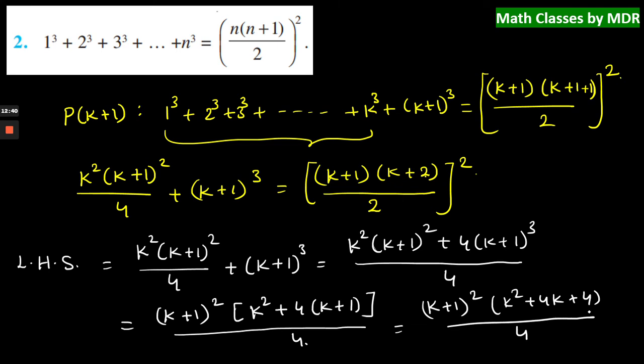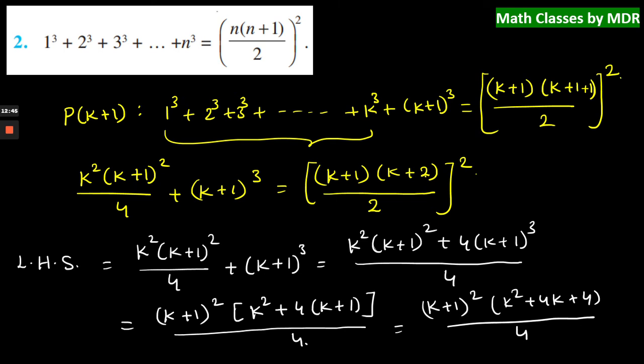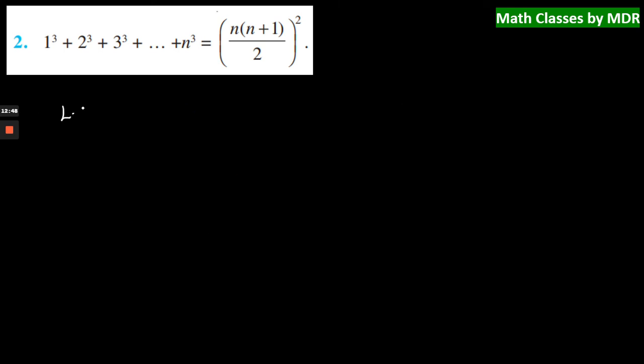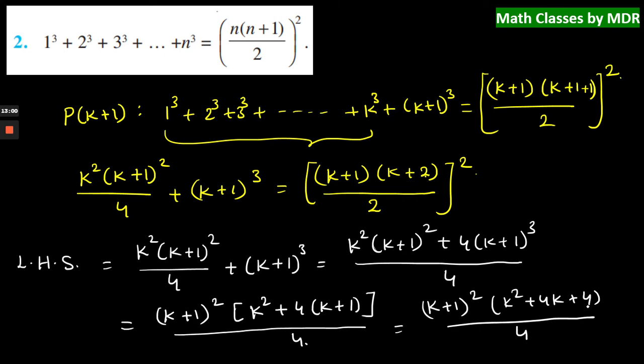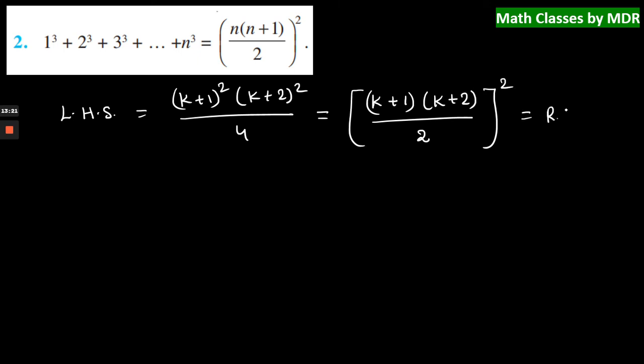So what can we write here? k square plus 4k plus 4 is nothing but (k plus 2) whole square. So we can write the left hand side as (k plus 1) whole square into (k plus 2) whole square by 4, because k square plus 4k plus 4 is equal to (k plus 2) whole square, that is k square plus 2 into 2k plus 2 square. Now this further can be written as (k plus 1) into (k plus 2) by 2, whole square, which is nothing but the right hand side.